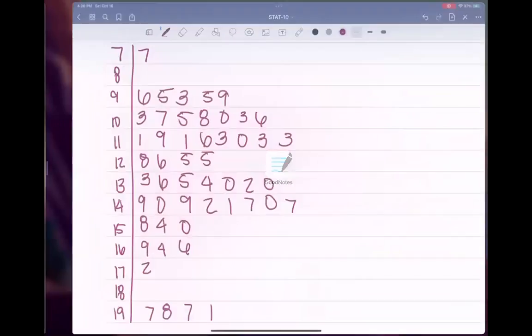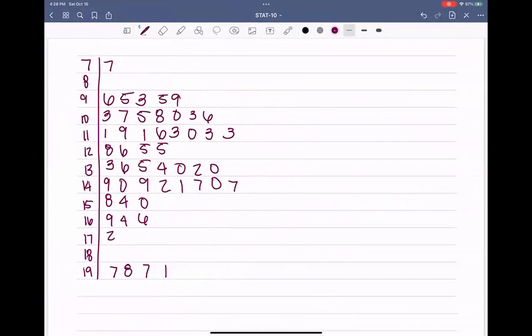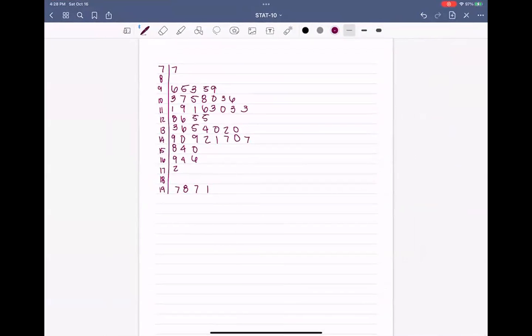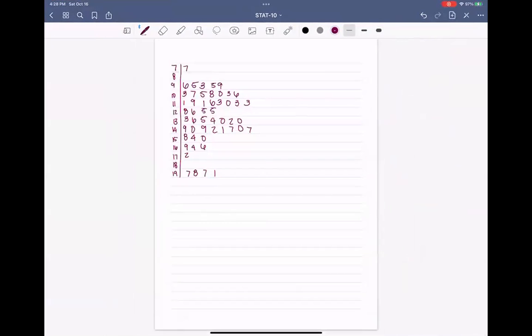Now we have all the data represented here in the stem and leaf plot, but this isn't a formal stem and leaf plot just yet. What we have to do is put these in numerical order, and then it'll be a stem and leaf plot. So let's go ahead and take care of that.